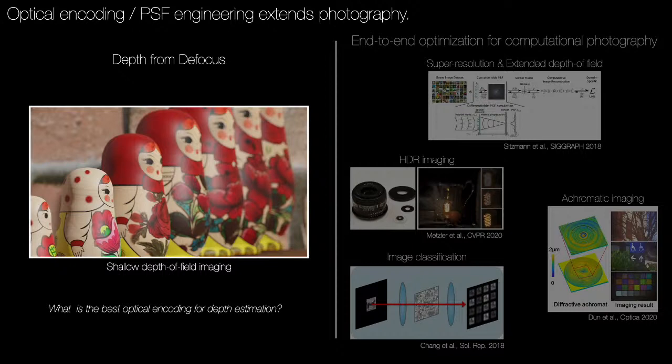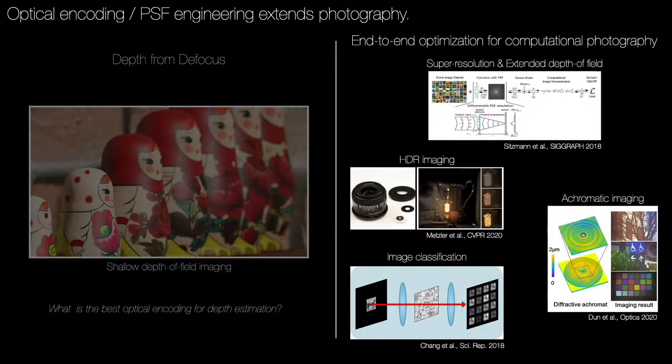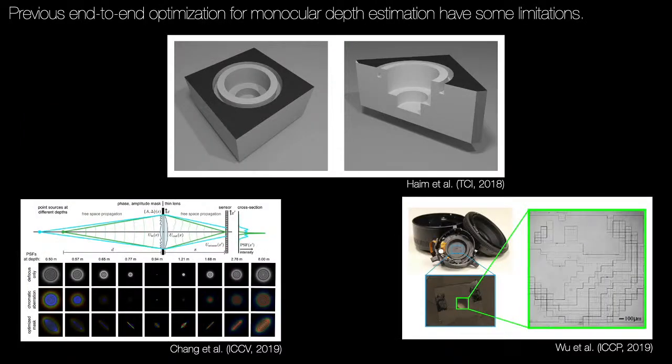To answer this question, we can perform end-to-end optimization of the imaging system. By using differentiable programming, we can jointly optimize optics and computation, and this method has been applied to many computer vision systems. Monocular depth estimation is also one of them, but all of the previous works were focusing only on the depth estimation and sacrificing the RGB image. And they had some limitations.